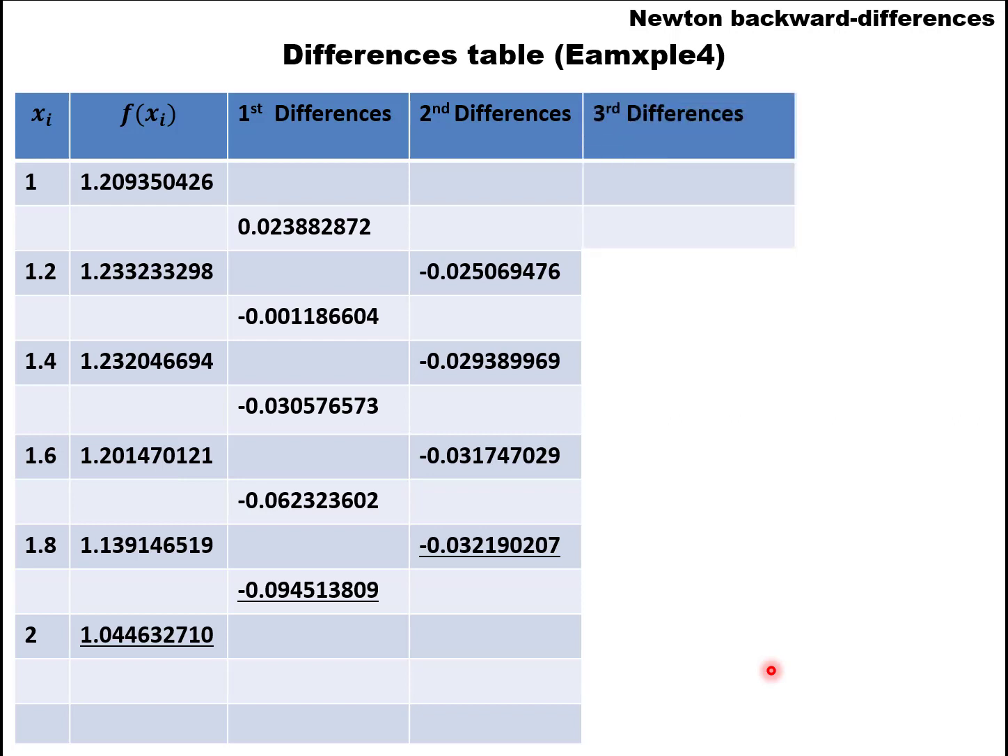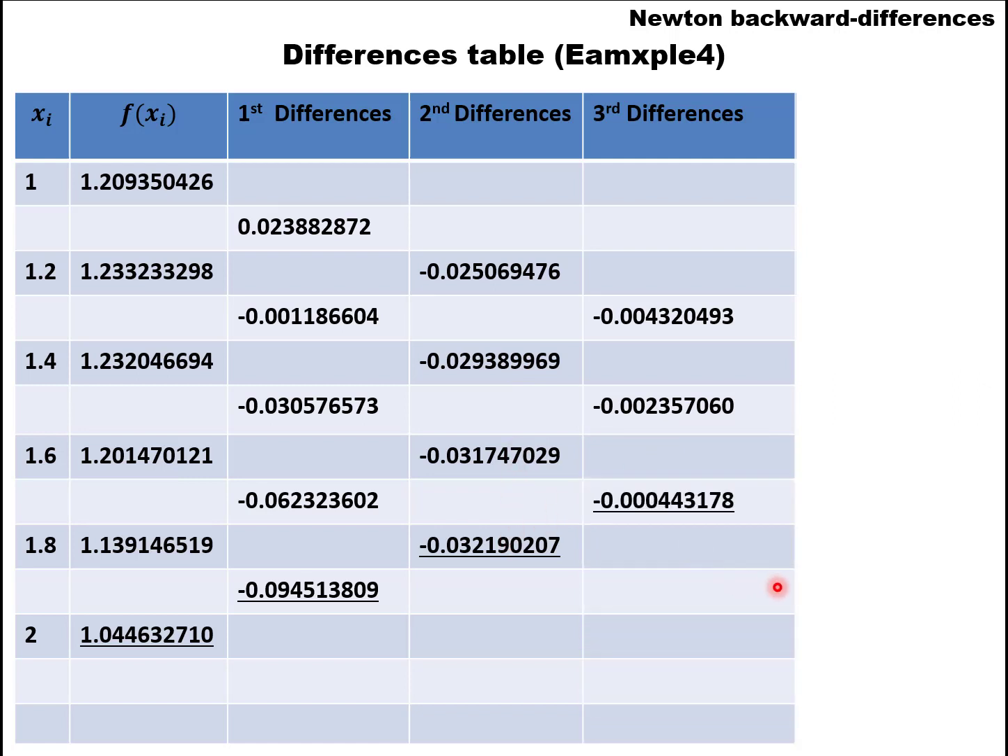Now let's go for the third differences. This value minus this value is given by minus 0.00432049. This value minus this value is given by this value. Now this value minus this value is given by minus 0.00043178. Now let's look at this column. This value is nabla raised to the power 3 f of x5, nabla raised to the power 3 f of x4, and nabla raised to the power 3 f of x3, which we recognize in this way.